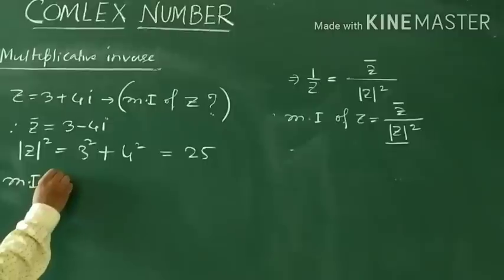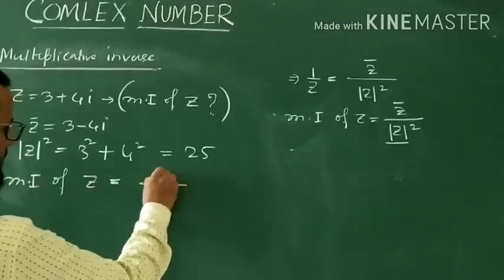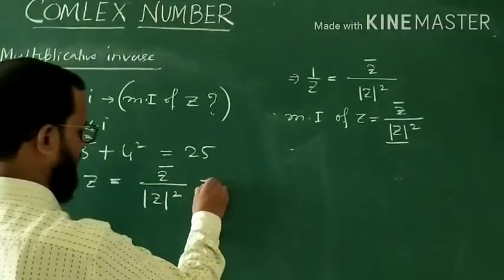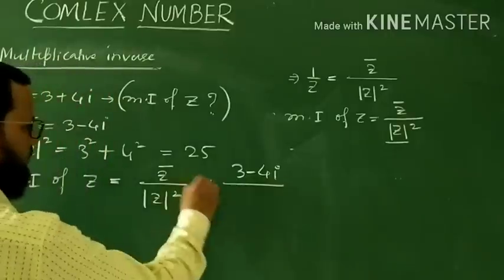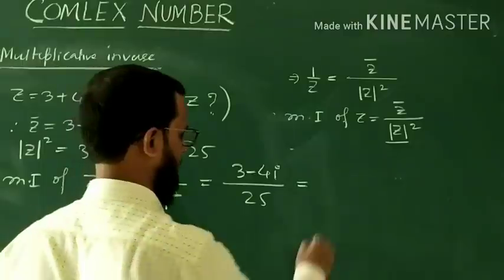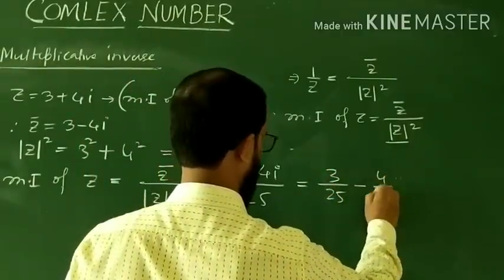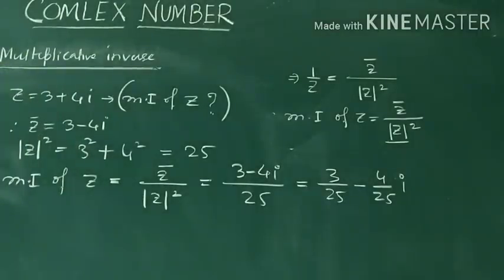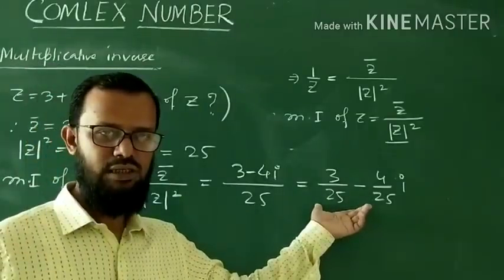And therefore the multiplicative inverse of z equals z bar divided by modulus of z whole square. We get z bar as 3 minus 4i, and this is 25, which can be written in standard form as 3 by 25 minus 4 by 25 i. Okay, so this is the way you have to find the multiplicative inverse of a particular complex number.